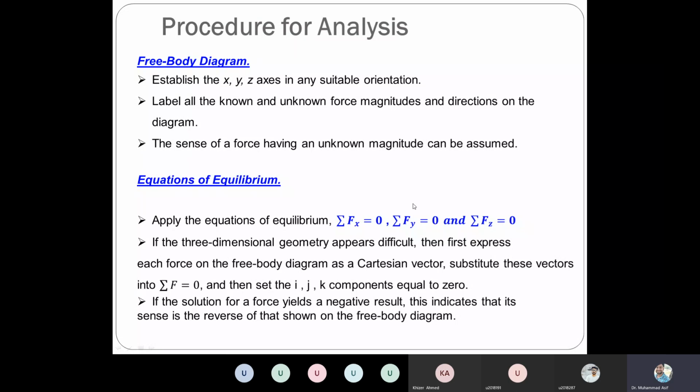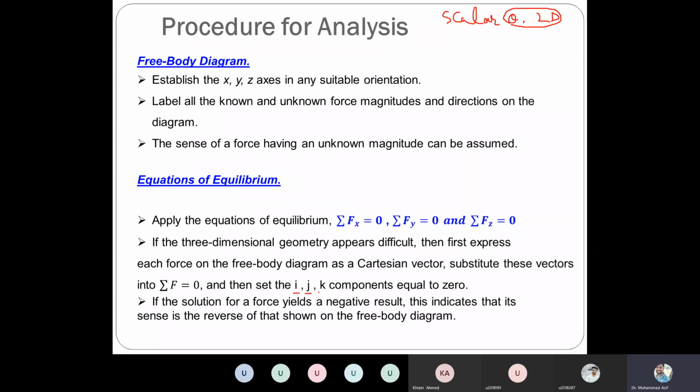But there is a slight difference in the analysis between the two-dimensional and three-dimensional. The main difference is that a two-dimensional system is analyzed using scalar analysis. I mean, we have used the angles, we have used trigonometry in 2D, right? Trigonometry and angles for the 2D. But the 3D system is easily dealt with by using the Cartesian vector.